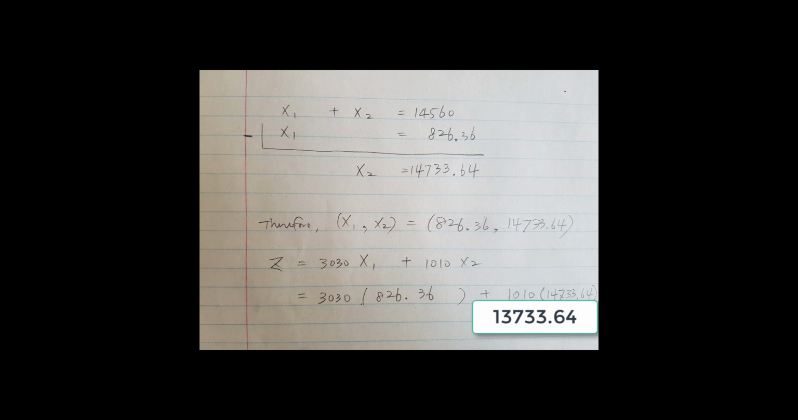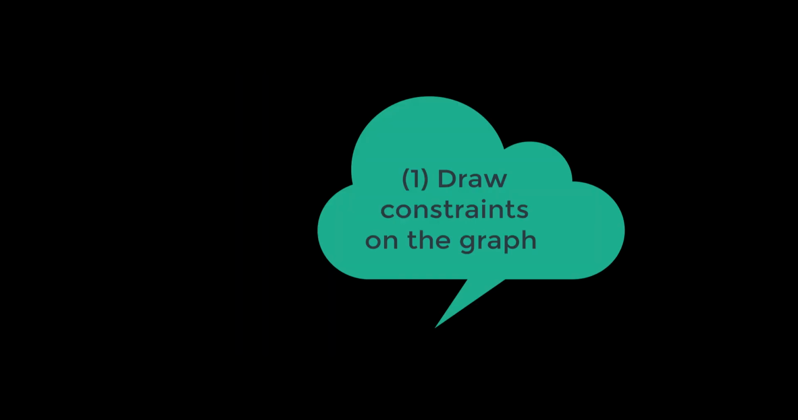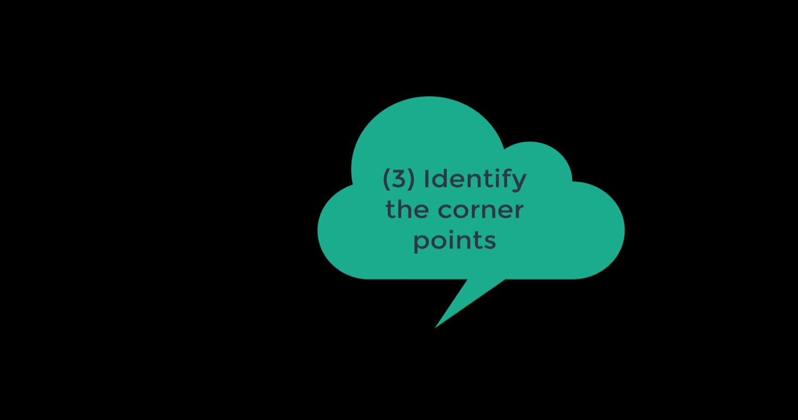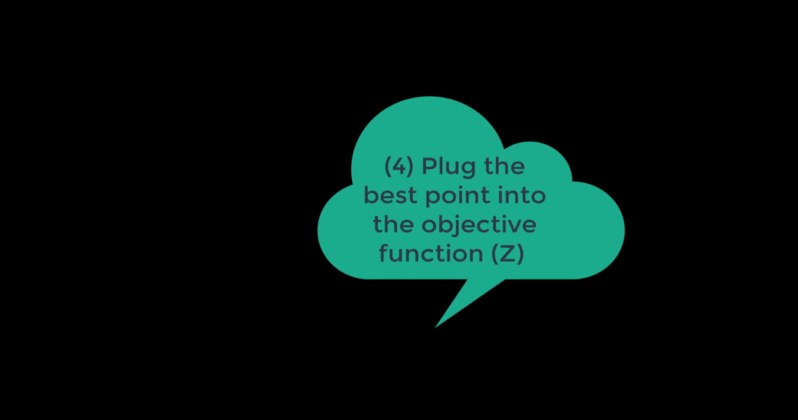So again, when you are solving linear programming problems, first draw all these constraints on the graph and find the corner solutions and feasible area, and identify which one will serve as the maximum or minimum. And that's the way to go when you are solving linear programming. Thank you.